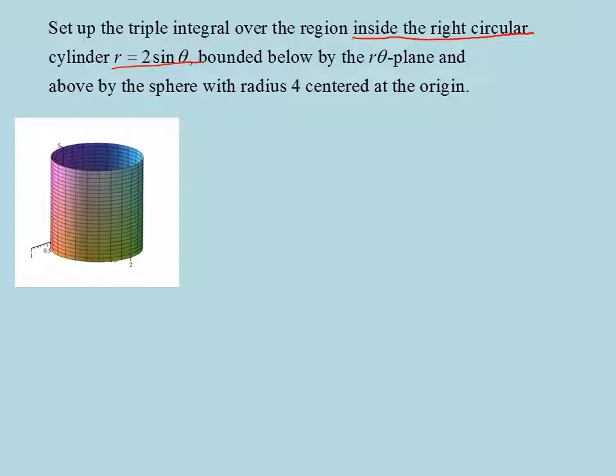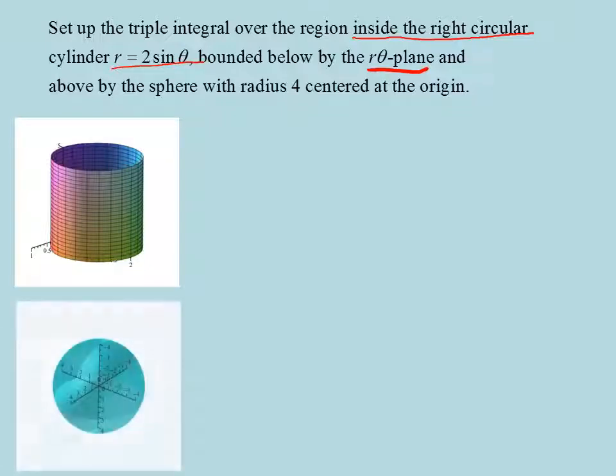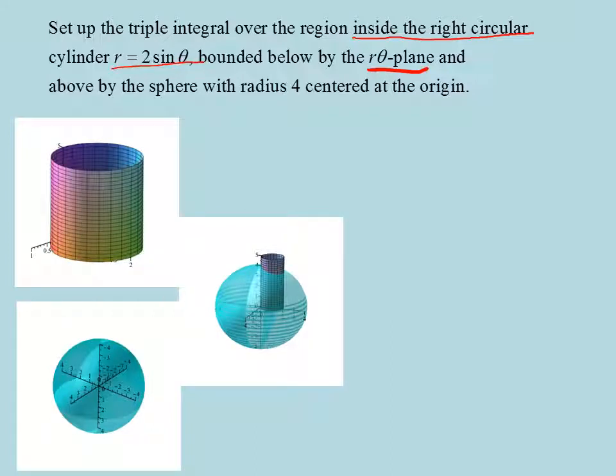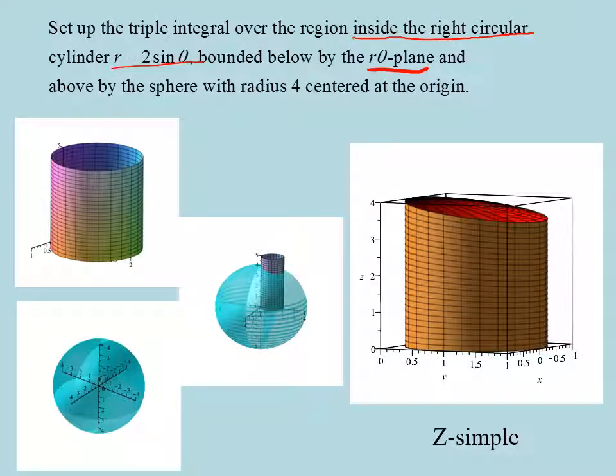And it's bounded by the r theta plane, which is the xy plane, and the sphere with a radius of 4 centered at the origin. Now again, using Maple, we can put these together to see what it is we're talking about. And so here is the region. This is a z simple region. So in setting up our integral, we would want to integrate with respect to z first.